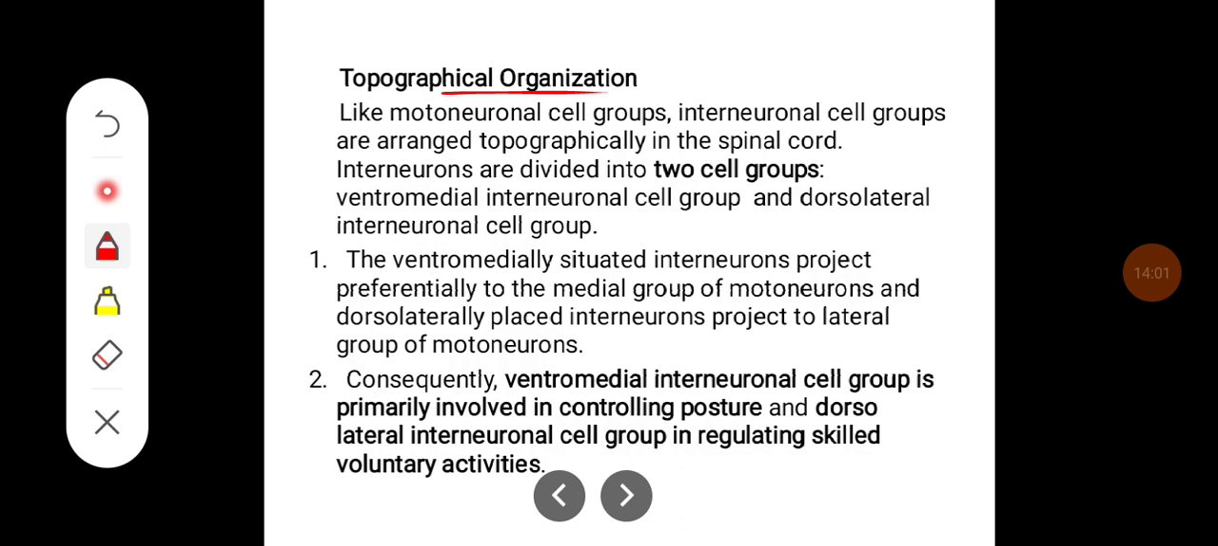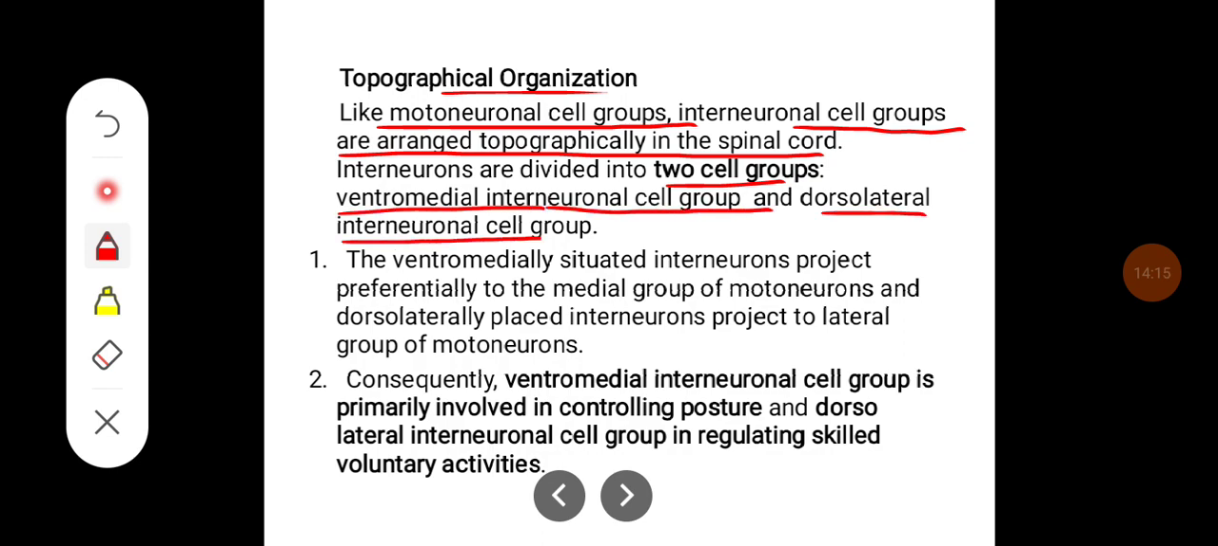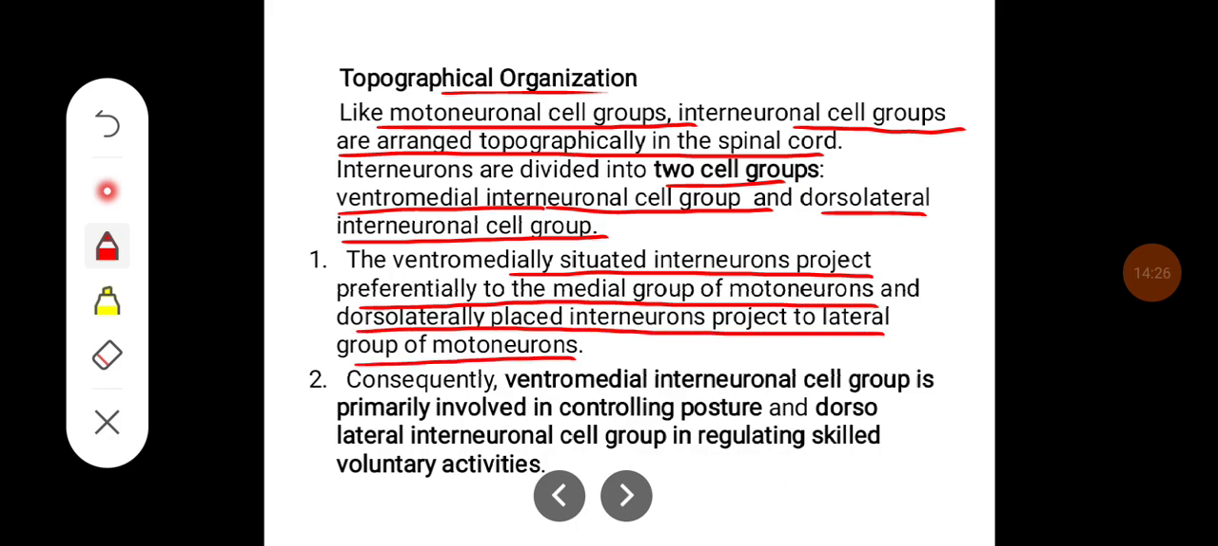Topographical organization. Like motor neuronal cell groups, the interneuronal cell groups are arranged topographically in the spinal cord. The interneurons are divided into two cell groups, the ventromedial interneuronal cell group and the dorsolateral interneuronal cell group. The ventromedially situated interneurons project preferentially to the medial group of motor neurons, and dorsolaterally placed interneurons project to the lateral group of motor neurons. Consequently, the ventromedial interneuronal cell group is primarily involved in controlling posture, and the dorsolateral interneuronal cell group is regulating skilled voluntary activities.